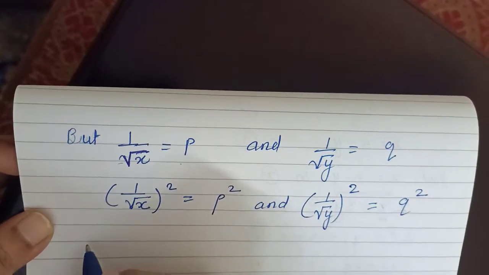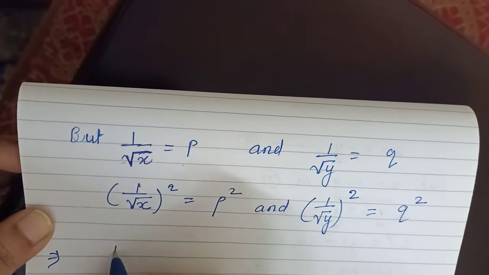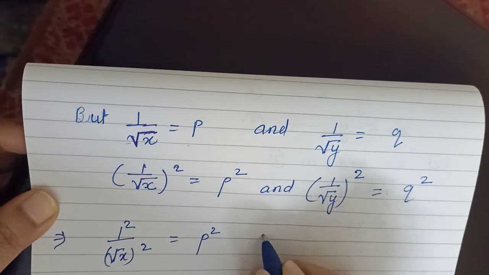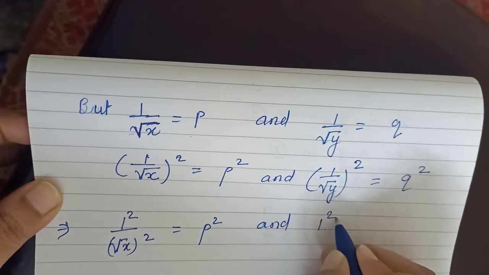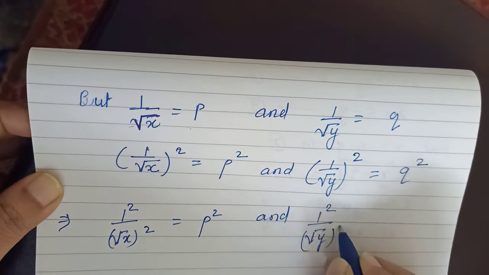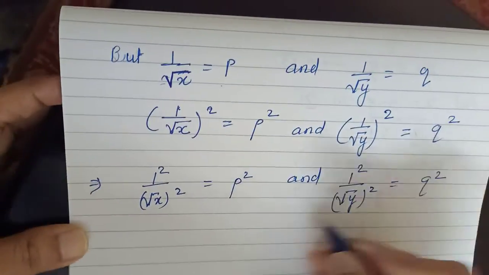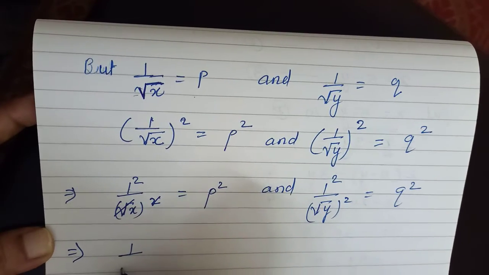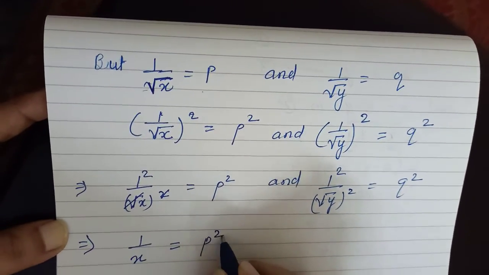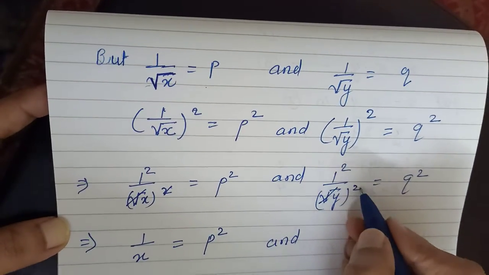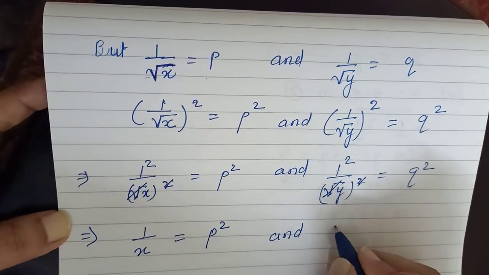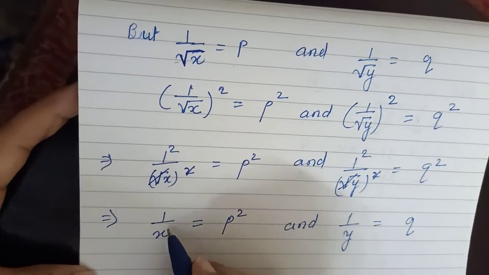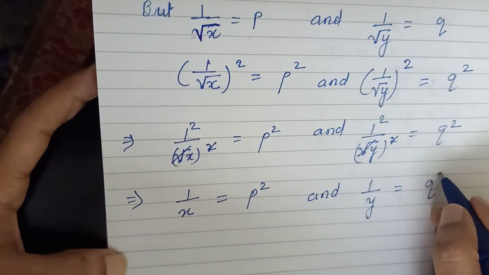This implies 1 square upon root x square equals p square, and 1 square upon root y square equals q square. Now 1 square is 1, and the square root and square get cancelled. So this becomes 1 upon x equals p square, and 1 upon y equals q square.